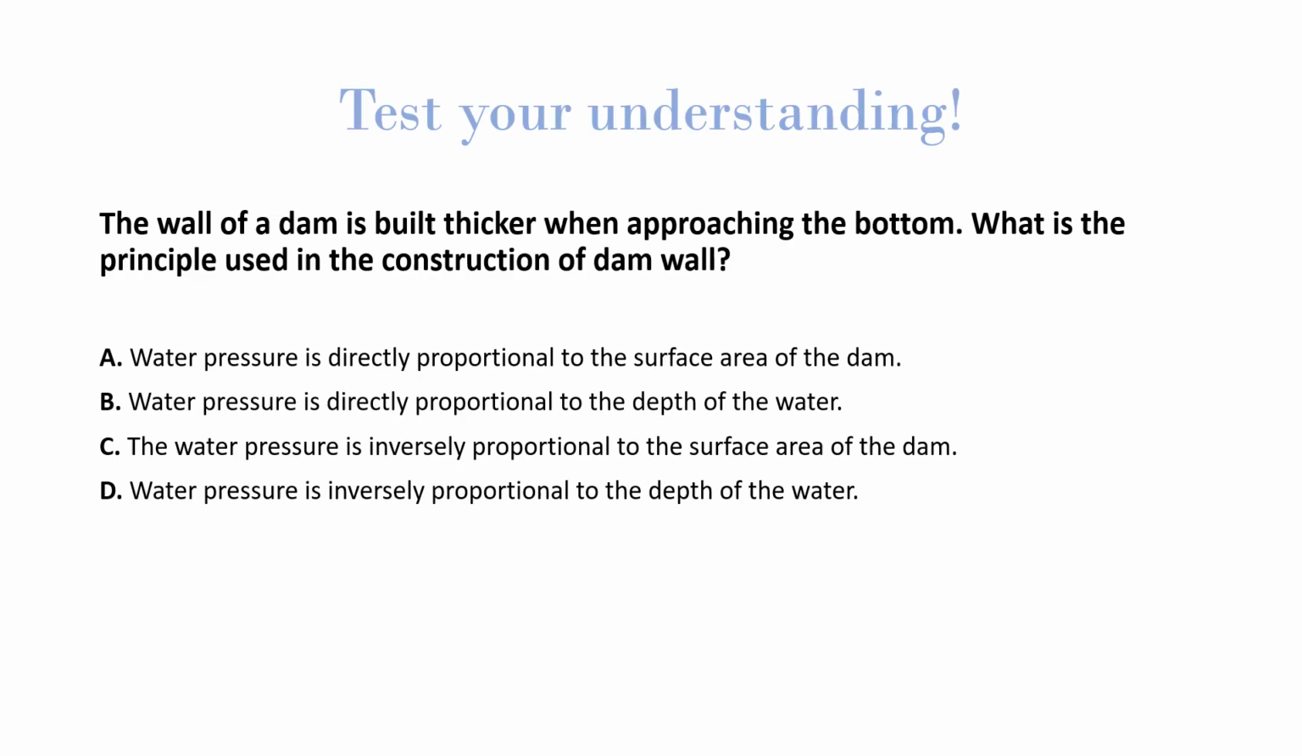Let's test your understanding. The wall of a dam is built thicker when approaching the bottom. What is the principle used in the construction of the dam wall? A. Water pressure is directly proportional to the surface area of the dam. B. Water pressure is directly proportional to the depth of the water. C. The water pressure is inversely proportional to the surface area of the dam. D. Water pressure is inversely proportional to the depth of the water.